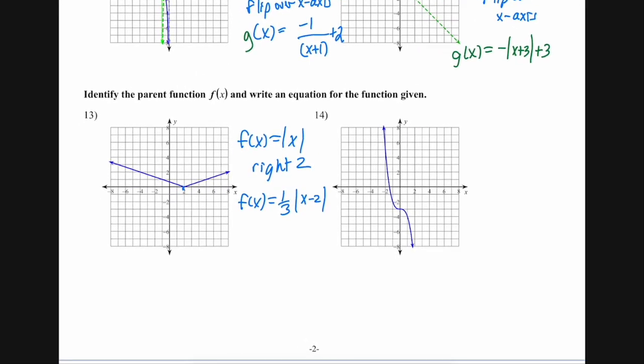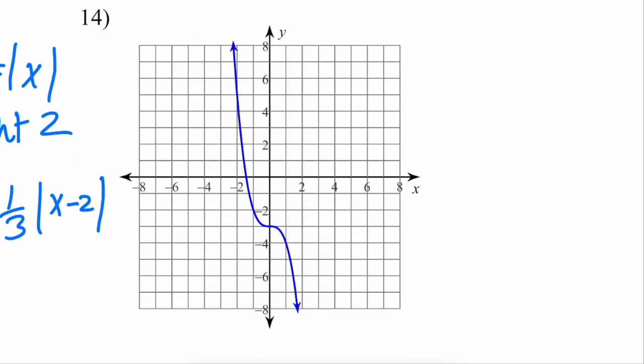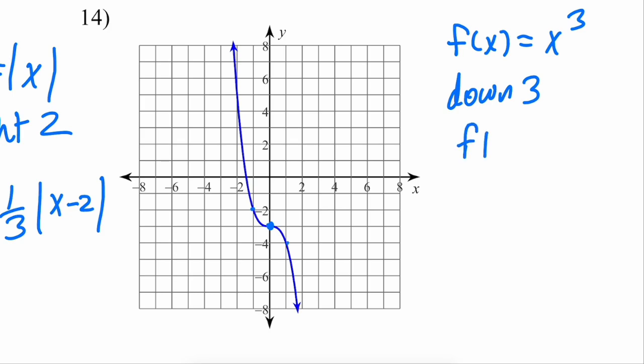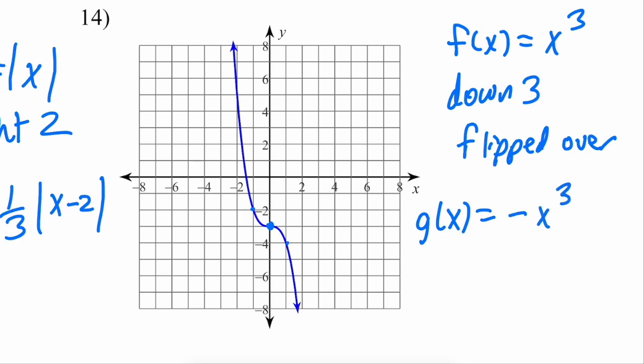Okay. What's the parent for 14? The cube again. Okay, so we know we have to start with the cube. Find where the center point moved. It moved down 3. It still has a 1-1 relationship, but it has flipped over. So our new function, I need a negative on the outside. I need a down 3, so a minus 3 on the outside as well. So both of those things have happened vertically. That's why they're on the outside.